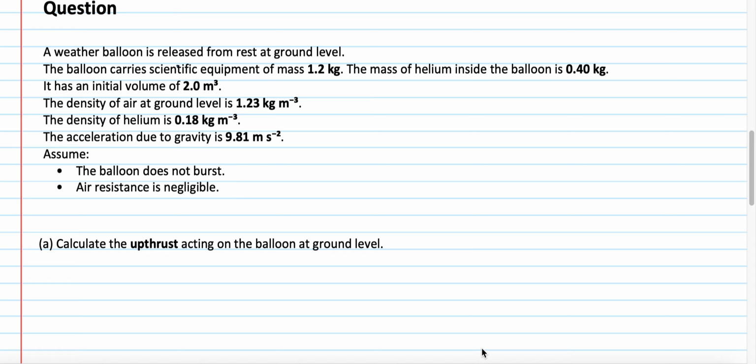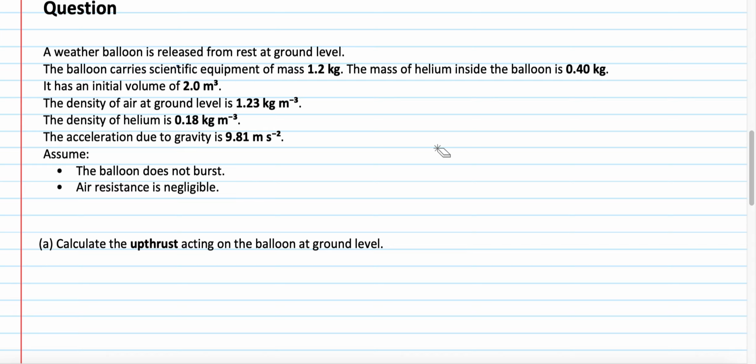Today we're going to talk about a weather balloon example. In our question, a weather balloon is released from rest at the ground level. The mass of the balloon, the mass of helium inside the balloon, the volume of this balloon, and the two densities and g values are given. We have to assume the balloon does not burst and air resistance is negligible. First, we have to find the upthrust acting on the balloon at the ground level.